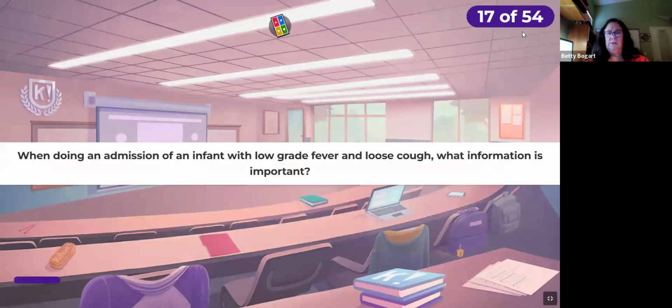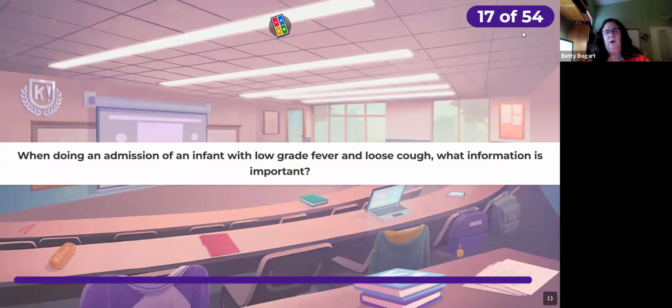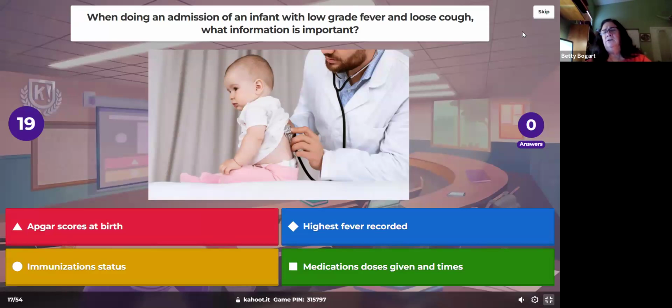When doing an admission on an infant that has a low-grade fever and a loose cough, what information is important? So you're admitting a child to your unit and you're getting the assessment that they have a low-grade fever and a cough. What do you need to know in order to place this child onto your unit? What do you think?